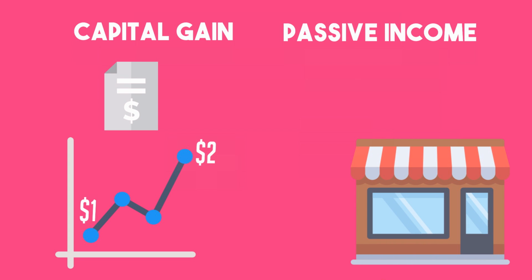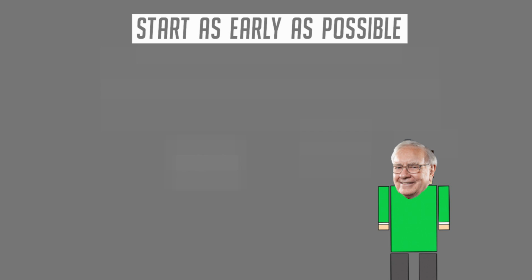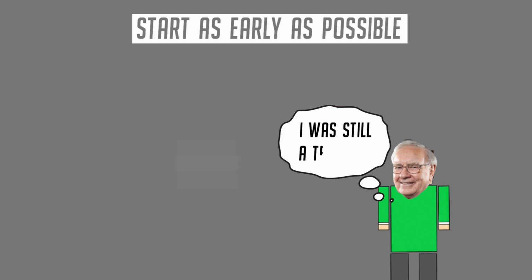For example, you build up a business and every month it makes a profit of $10,000. In my opinion, it's more important to focus on passive income because once you build up the system, it keeps paying back for a long period. The key principle in investment is to start as early as possible because it also takes time. Warren Buffett, for example, who's the greatest investor of all time, started when he was still a teenager.